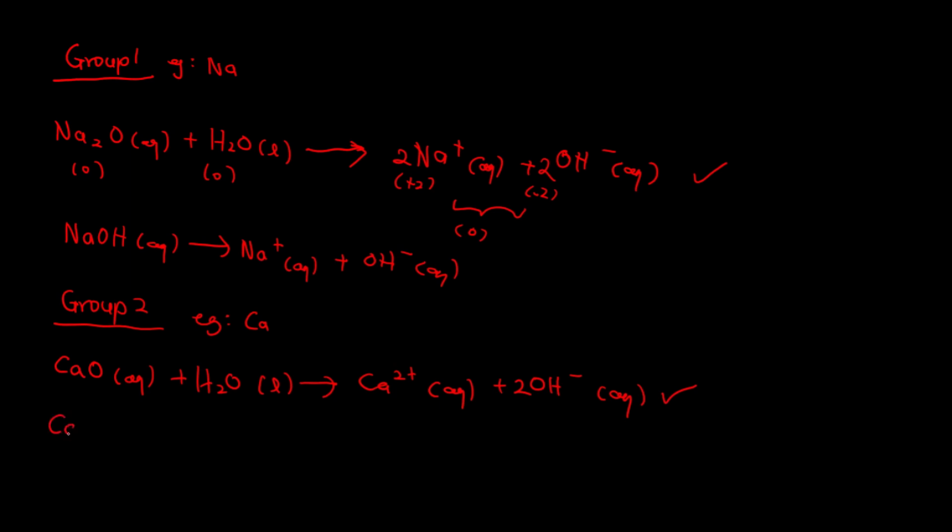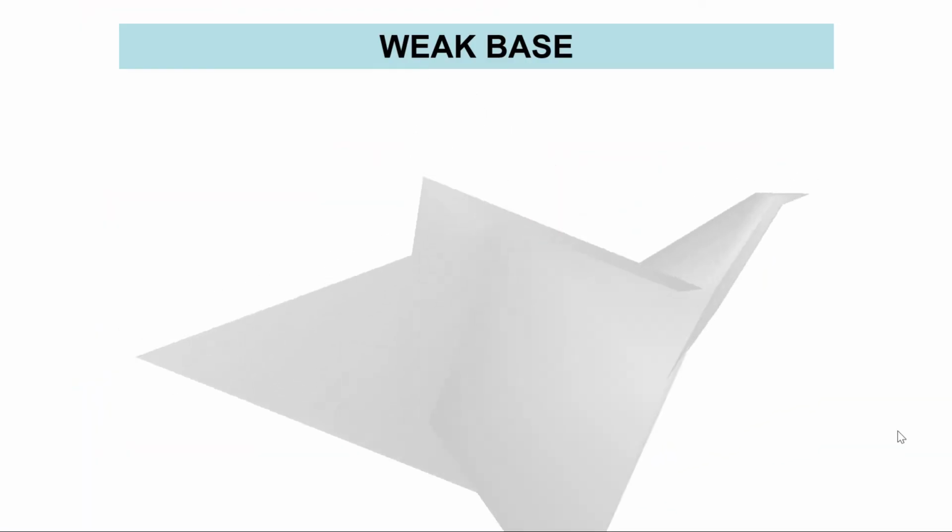Next, we have calcium hydroxide. It dissociates completely into calcium Ca2 plus and OH minus. Next, don't forget to balance here. So this is the correct dissociation equation for calcium hydroxide.